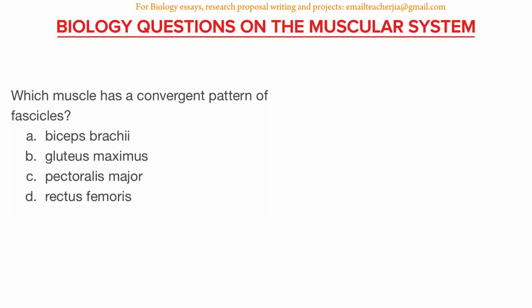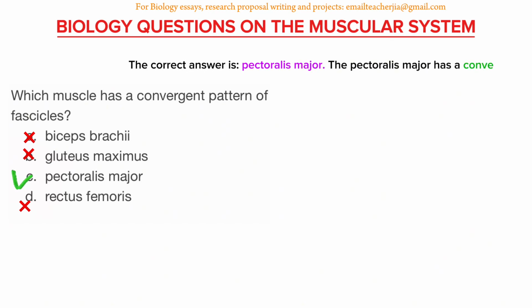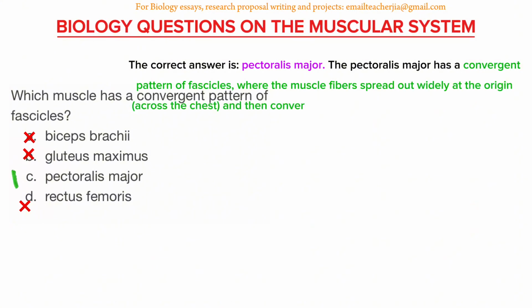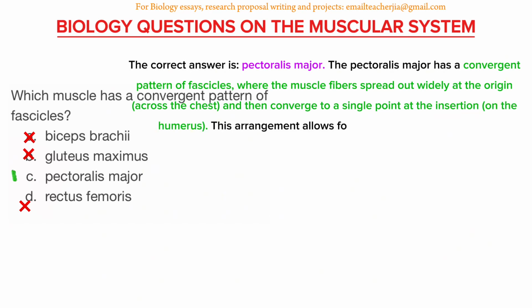Which muscle has a convergent pattern of fascicles? Choice A, biceps brachii, B, gluteus maximus, C, pectoralis major, and D, rectus femoris. The correct answer is pectoralis major. The pectoralis major has a convergent pattern of fascicles where the muscle fibers spread out widely at the origin across the chest and then converge to a single point at the insertion on the humerus. This arrangement allows for a versatile range of motion.